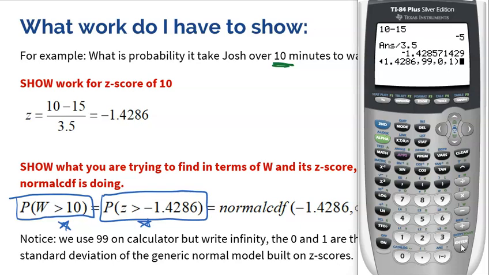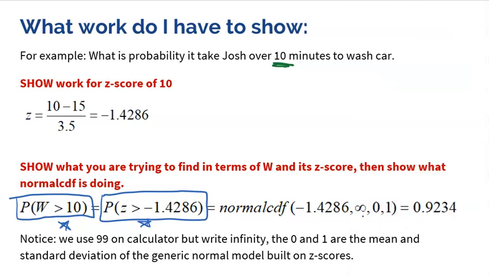And what I'm also going to ask you to do is write that on your paper. So you're going to write normal CDF, negative 1.4286. And again, this is all on your calculator screen. So all I'm asking is that you rewrite it. And then again, do me this favor though. Don't put a 99. A 99 is what we're putting into the calculator because we don't have an infinity button. I want you to actually put infinity here. So this is representing that we're finding the probability, the proportion, the area from this z-score all the way towards infinity with a mean of 0 and a standard deviation of 1. So again, this is all going to be on your calculator screens. You just have to rewrite it.